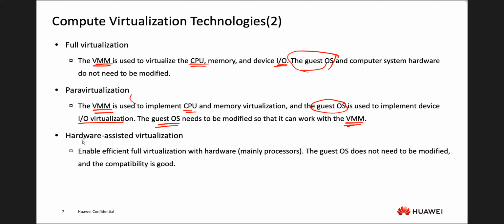And when we look at a hardware-assisted virtualization, we now have a full virtualization with the hardware, mainly processors. And so the guest OS does not need to be modified. And so that compatibility is good. So what we can see from full virtualization is that it has a good compatibility, but you have that extra overhead to the processor. The processor has to go through different steps, and that basically gradually eliminates the difference between the software virtualization and obviously the one we want to have, which is the hardware.